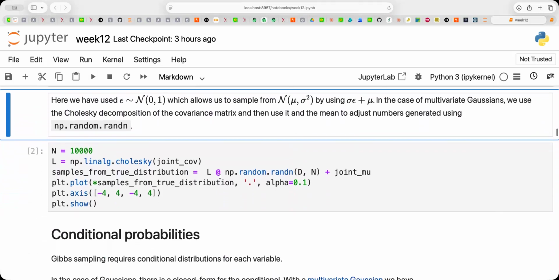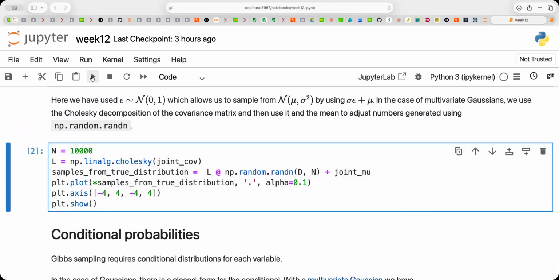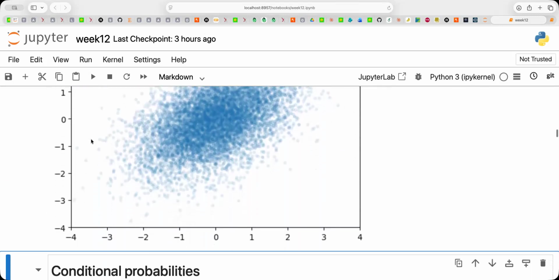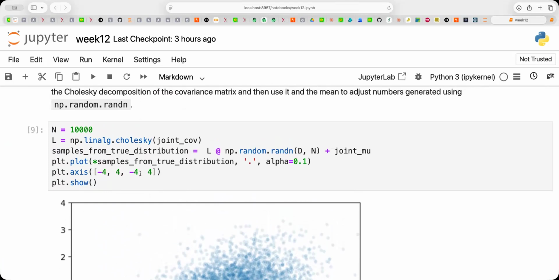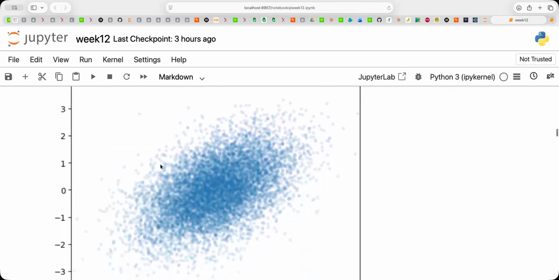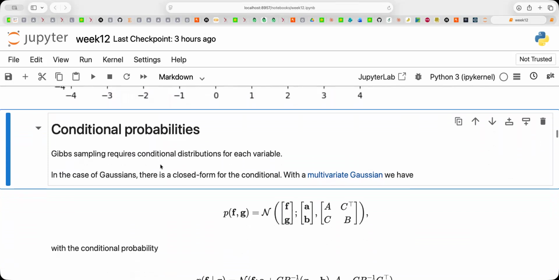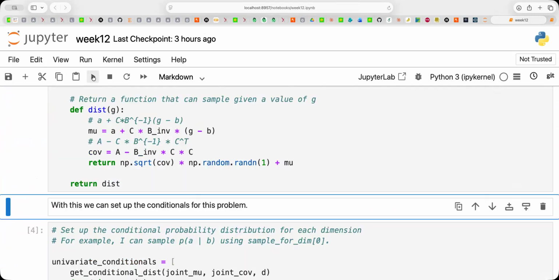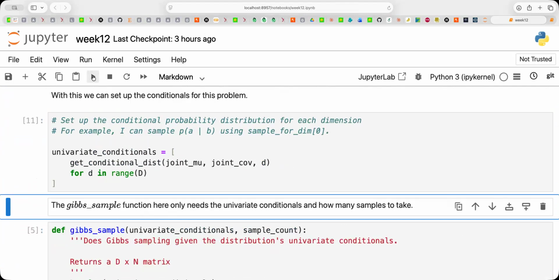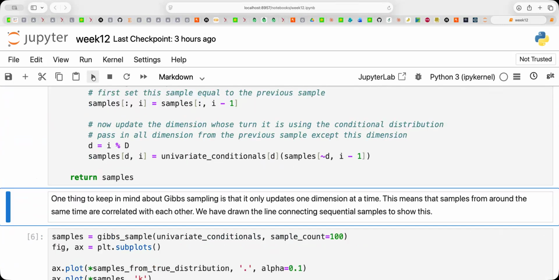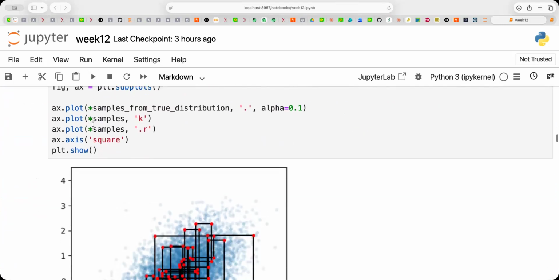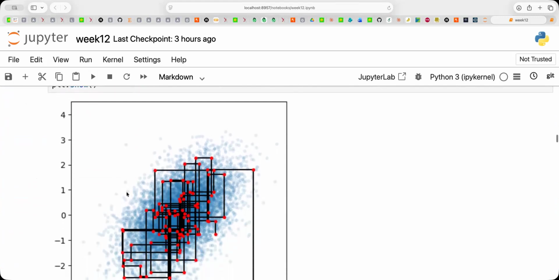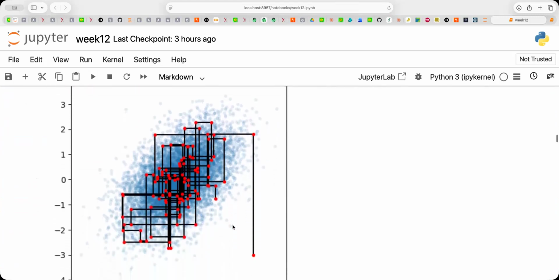And I'm setting up now, you can see, what I'm plotting here is actually the covariance. And I can set up the conditional probabilities as we discussed before. So this is the probability of F given G here. And I'm computing the conditional probabilities, setting up the univariate conditionals. And then I do my Gibbs sampling. And if I run through here, you will see these are typical samples. What you see in the background is actually what I produce from the true one.